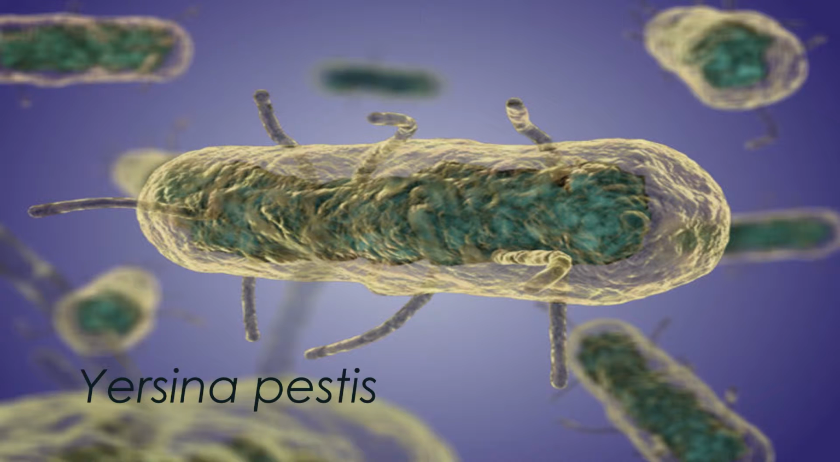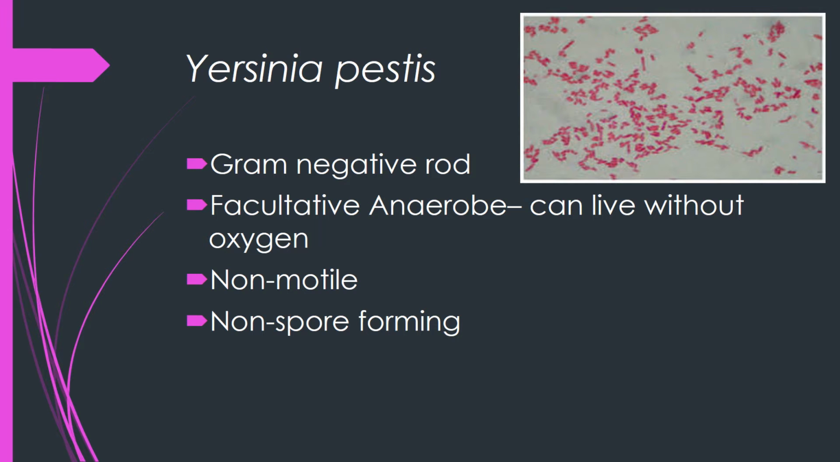So, Yersinia pestis, what is it? It's a gram-negative rod, as you can see from the picture. It's a facultative anaerobe, which means it can live without the presence of oxygen. It's non-motile and non-spore forming.